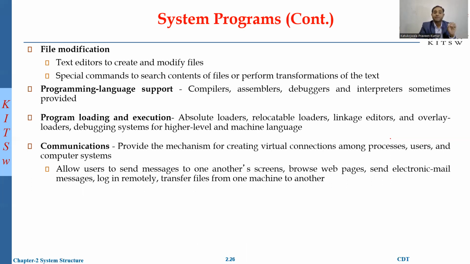Communication system programs provide a mechanism for creating virtual connections among processes, users, and computer systems. It allows users to send a message from one screen to another screen, or one browser to another browser, or one domain to another domain, or one network to another network remotely. So this is done by the communication system programs.